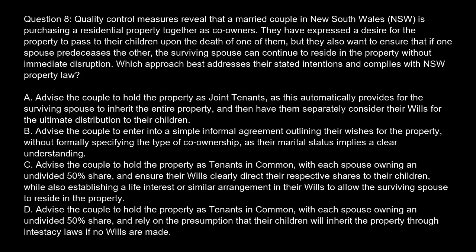Option C. Advise the couple to hold the property as tenants in common, with each spouse owning an undivided 50% share, and ensure their wills clearly direct their respective shares to their children, while also establishing a life interest or similar arrangement in their wills to allow the surviving spouse to reside in the property. Option D. Advise the couple to hold the property as tenants in common, with each spouse owning an undivided 50% share, and rely on the presumption that their children will inherit the property through intestacy laws if no wills are made.